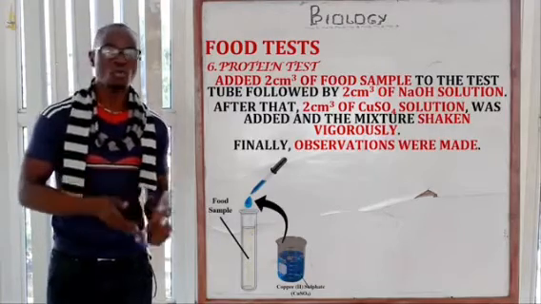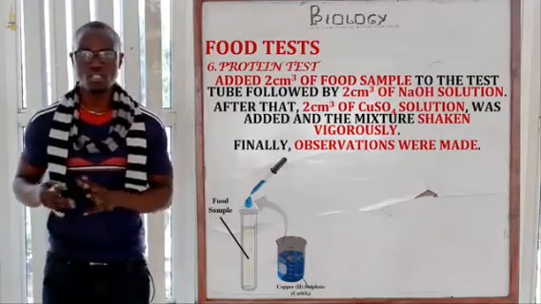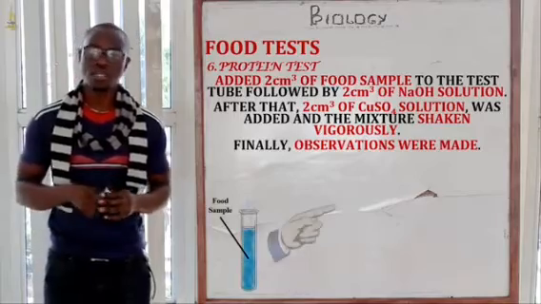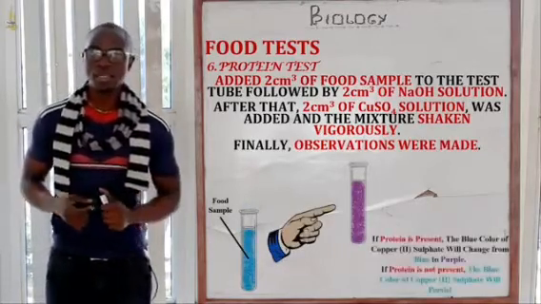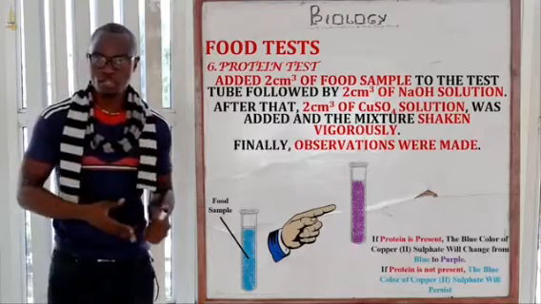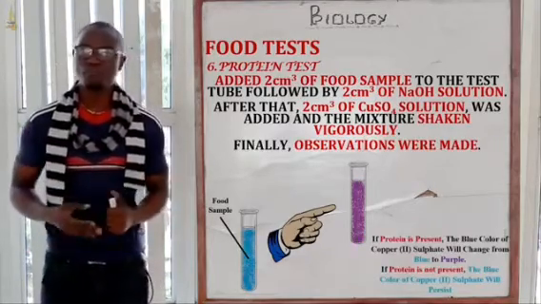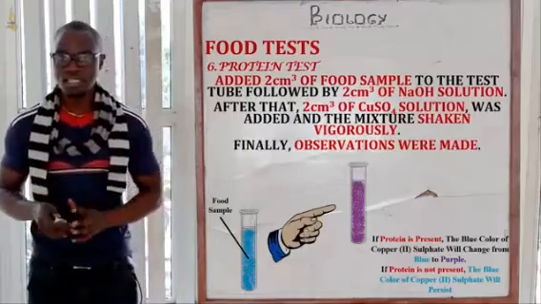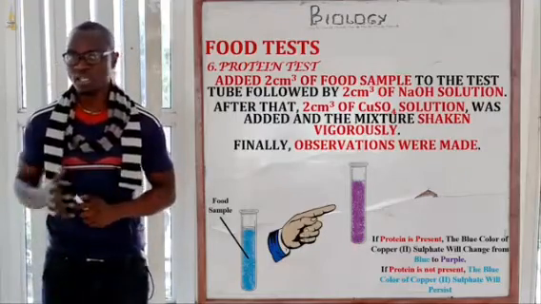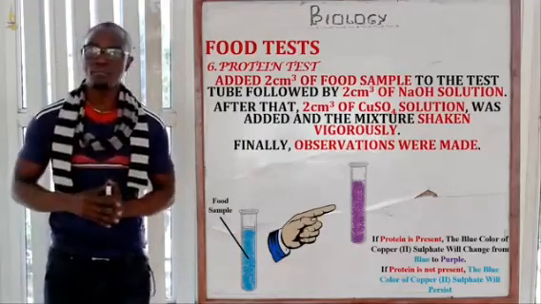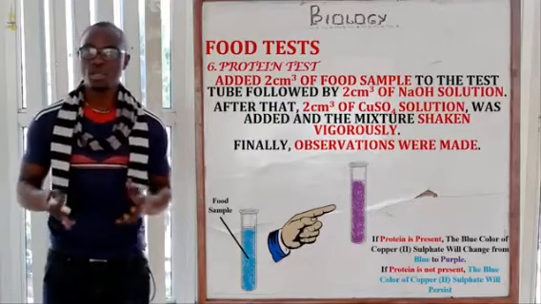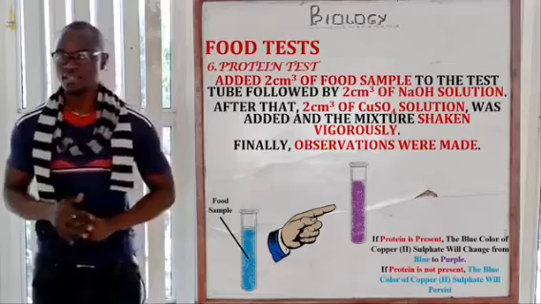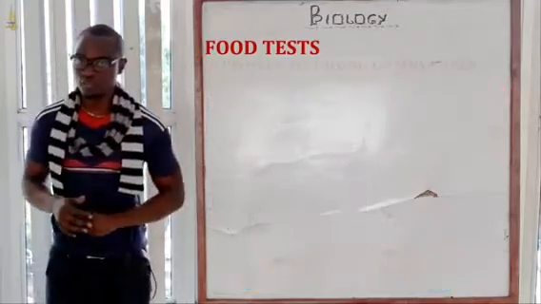You can put it in a warm water bath, or you can wait for it to change manually, but you can use the water bath to accelerate the process. If protein is present, the blue color of the copper 2 sulfate solution will change from blue to purple, indicating the presence of protein. If protein is not present, the blue color of the copper 2 sulfate solution will persist.